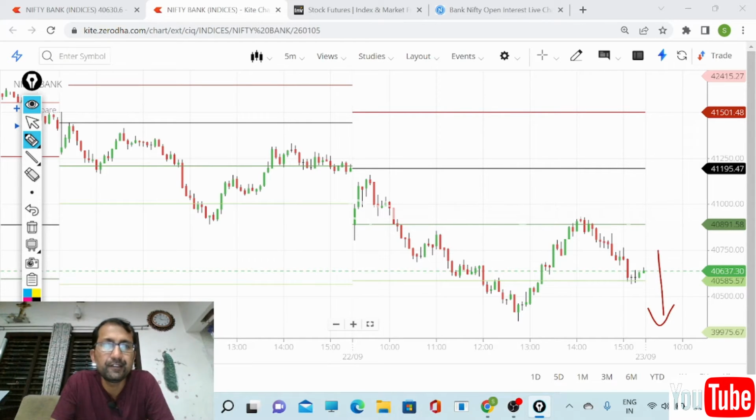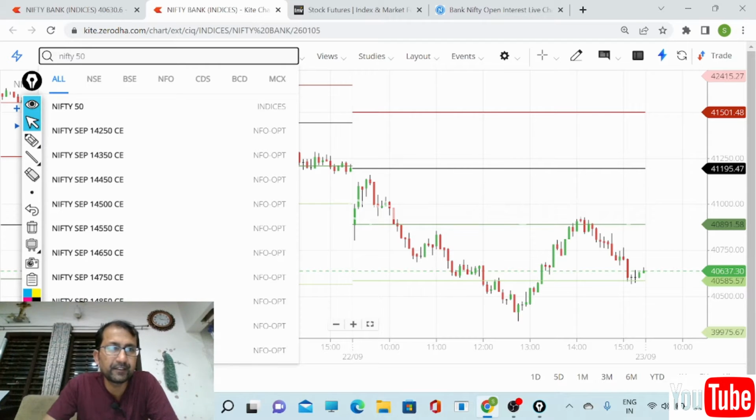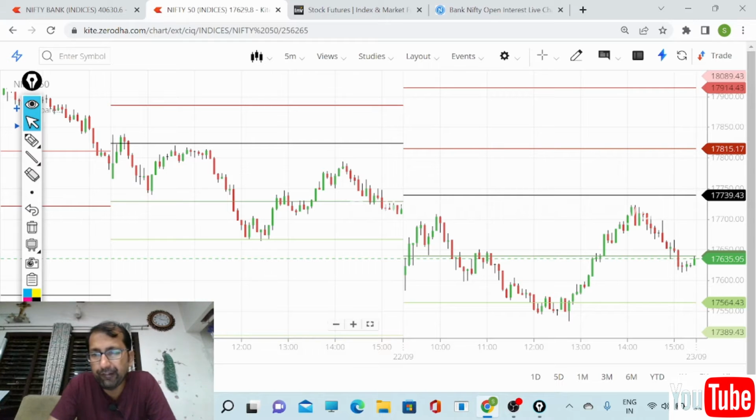And let me also present the Nifty chart. So I'll erase and put the Nifty chart on the screen. So let me change the symbol. I'll present the Nifty 50 chart. Okay, so now we have the Nifty 50 chart on your screen.